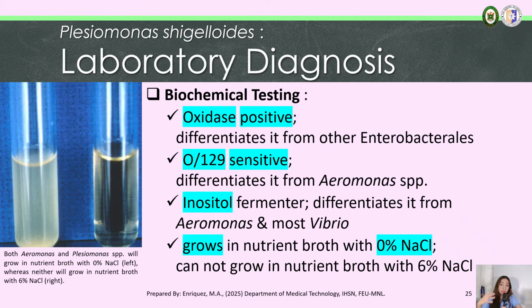But again, Plesiomonas shigelloides is now under the order Enterobacterales. May mga similarities and differences lang po siya between Vibrio species and Aeromonas species. So again, this slide summarizes the biochemical test results that's going to help us differentiate Plesiomonas shigelloides among the others.